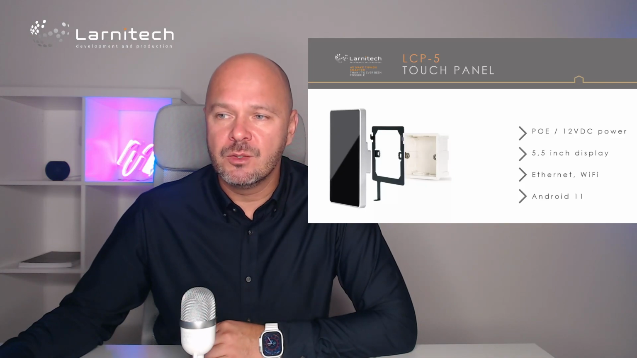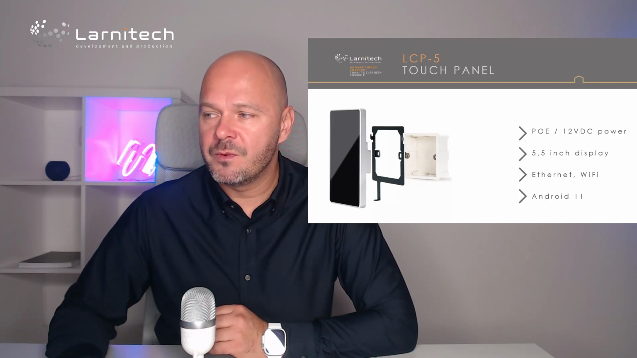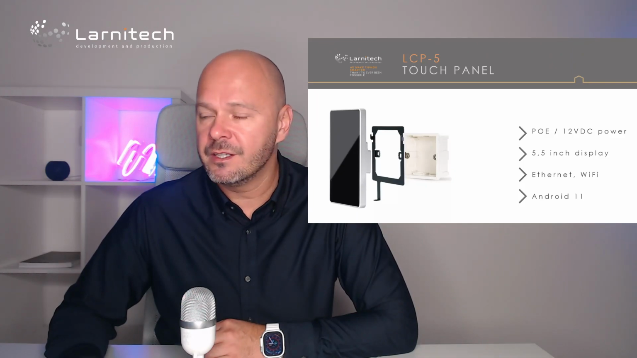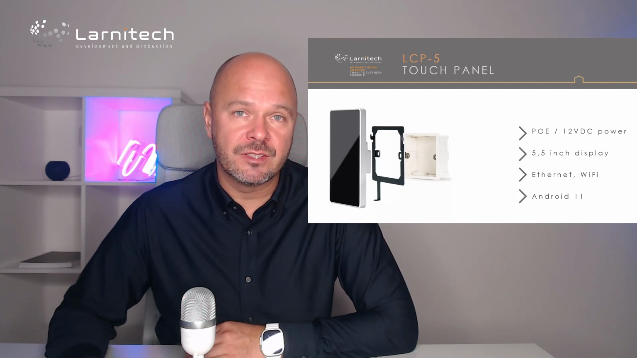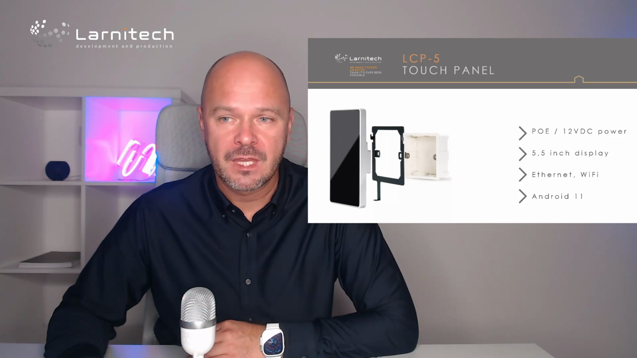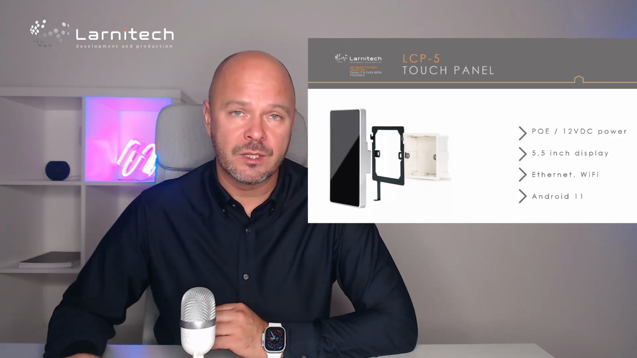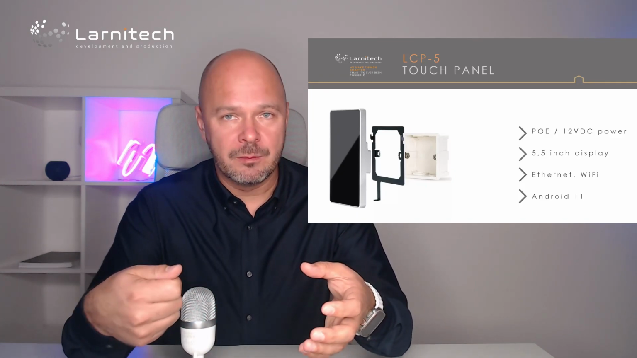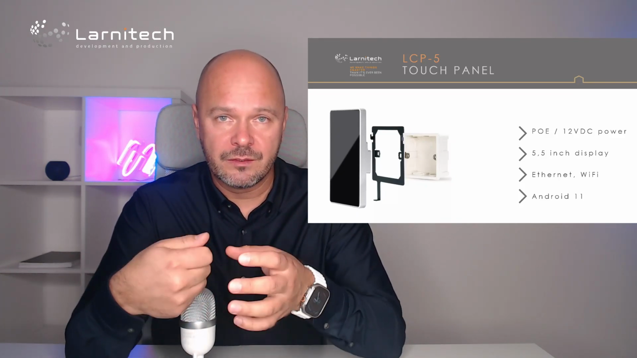This one uses a screen which is bigger and rectangular. A 5.5-inch display in here. It uses PoE or 12 volts DC. It has Android 11 on board, and it also has Wi-Fi and Ethernet. So the best way to connect it is, of course, through PoE. When you have one cable, you connect it to the panel and it gives you the power together with the connection.